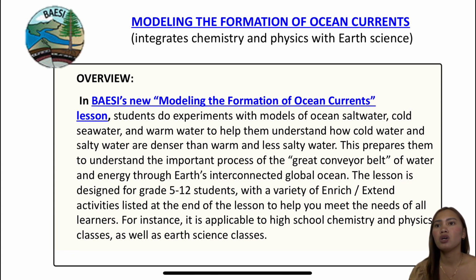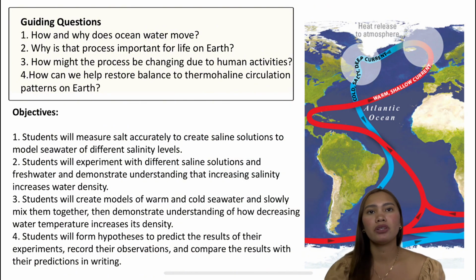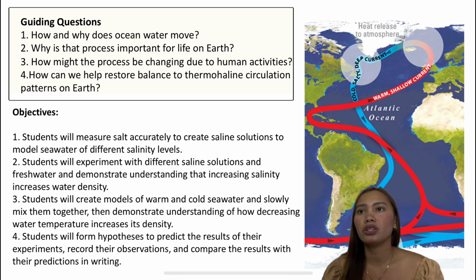This prepares them to understand the important process of the great conveyor belt of water and energy through Earth's interconnected global ocean. The lesson is designed for grade 5 to 12 students with a variety of enrich or extend activities listed at the end of the lesson to help you meet the needs of all the learners. For instance, it is applicable to high school chemistry and physics classes as well as the earth science classes. The teacher will prepare this illustration, and these are the guiding questions.